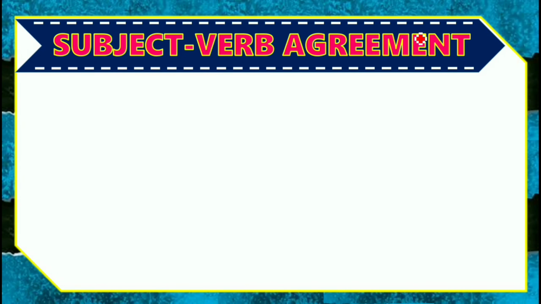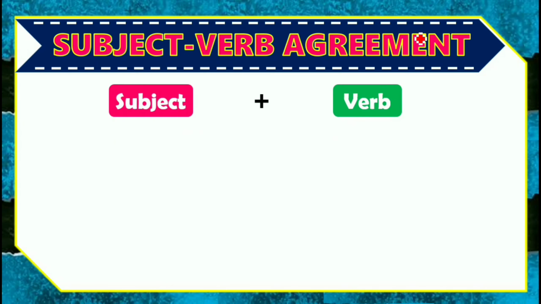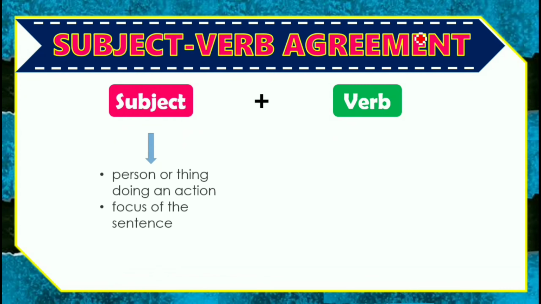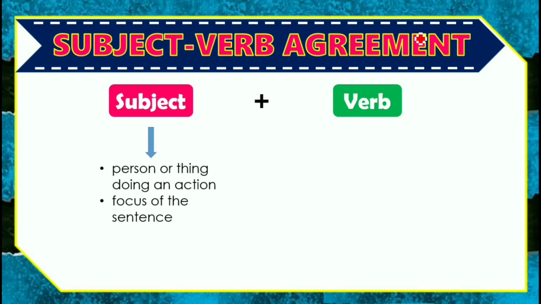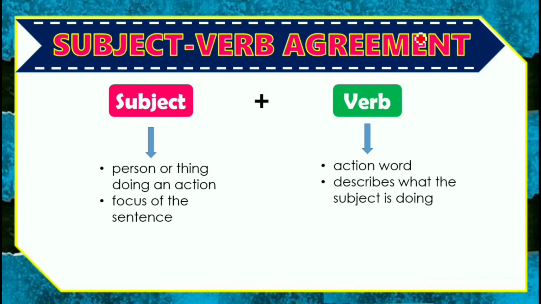Keep in mind that every complete sentence has a subject and a verb. Now, what is a subject? A subject is a person or thing doing an action, or it's actually the focus of the sentence, and it could either be a noun or a pronoun. On the other hand, a verb is an action word. It describes what the subject is doing. Here is an example. Anna writes every day.